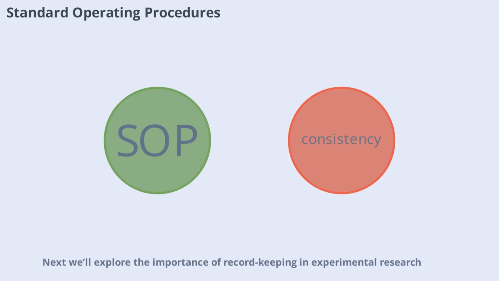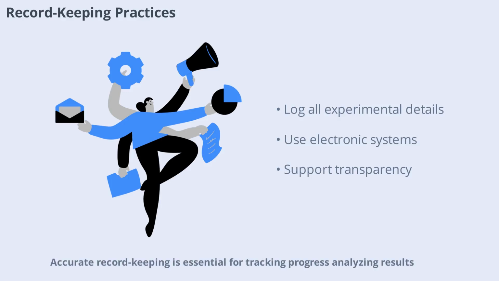Next, we'll explore the importance of record-keeping in experimental research. Accurate record-keeping is essential for tracking progress, analyzing results, and meeting regulatory requirements. Researchers should log all experimental details, including dates, times, observations, and any changes to the protocol.